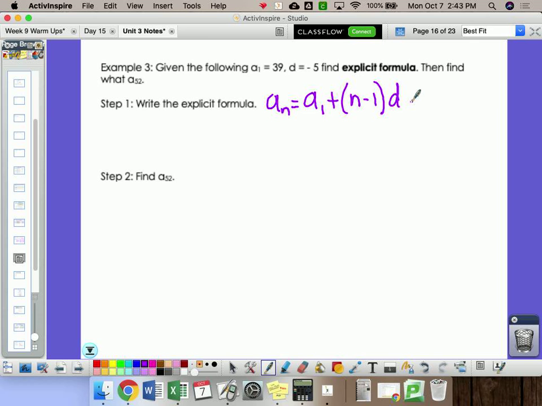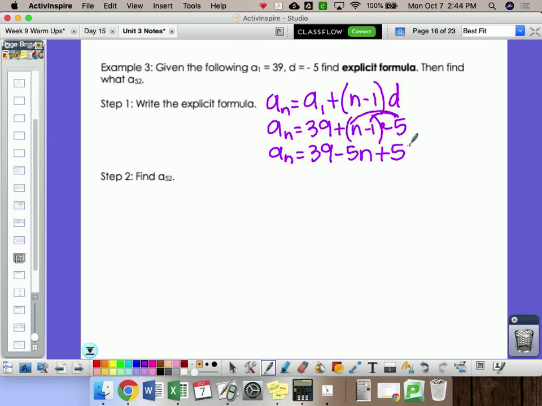They told us that our A1 was 39, so I'm going to fill that into my equation. And they told us that the D was negative 5. Now, this is times negative 5. So I want to simplify this as much as I can. So I'm going to distribute this negative 5 into my parentheses. So I would get 39 is not changing. Negative 5 times n would give me negative 5n. And negative 5 times negative 1 would give me positive 5.